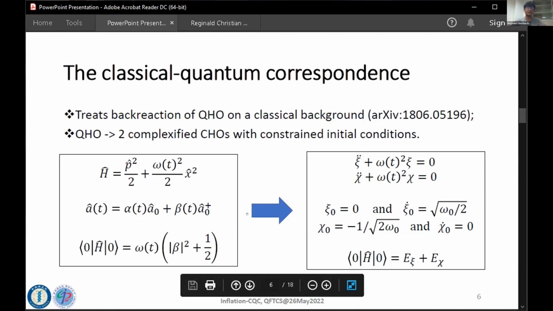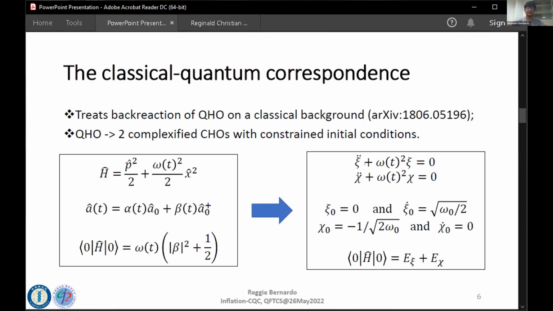All of these equations apparently can be translated to classical oscillators, and they would seem to be independent if we look at their equations right here. So we have classical oscillators here, Xi and Chi. Anyway, the main important thing here is that the initial conditions of these classical oscillators are constrained. So one cannot, in the sense that when one is moving, just imagine the initial conditions right there.